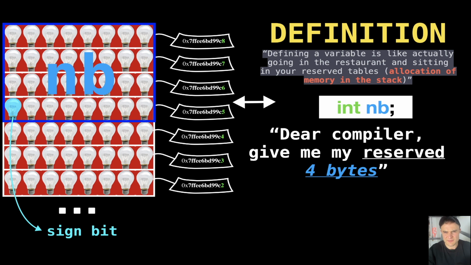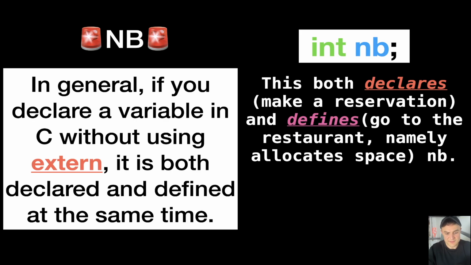But in practice, which is the thing we care about, the only thing we care about, right? We don't really care about theory, we want the practice. Well, my friend, in practice, when you declare a variable, when you write int nb, there is also the definition of the variable. When you write int nb, you are actually declaring the variable and also defining. So actually, you are already in the restaurant, okay?